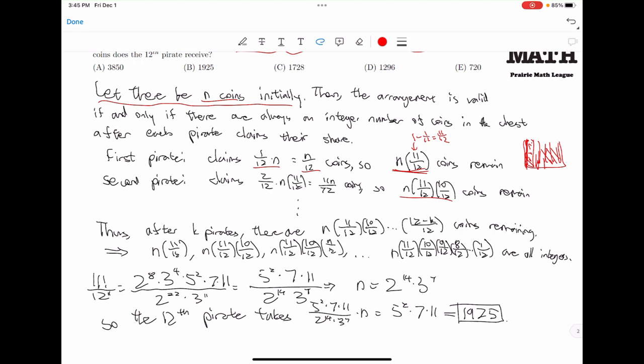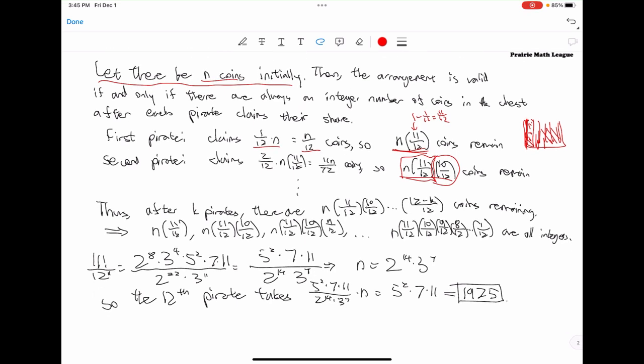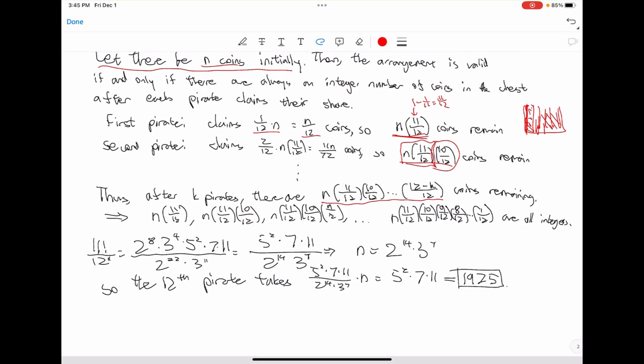For the second pirate, they take 2/12 of the coins. So among the coins that remained from the first round, now there also remains 10/12 of the coins. Now this continues, and we basically get n times 11/12 times 10/12 times 9/12 all the way down to, for the kth pirate, (12 minus k)/12, because they took k/12ths of the coins. Now, this gives a bunch of numbers that all have to be integers, but I'm going to claim that among 11/12, 10/12, 9/12, 8/12, all the way to 1/12 times n, this one number is the only number that we require to be an integer.